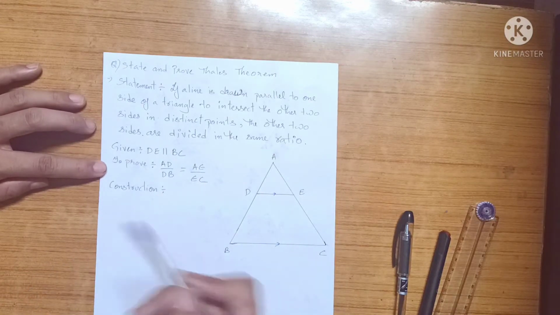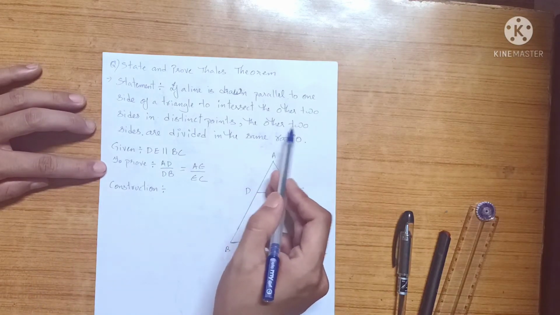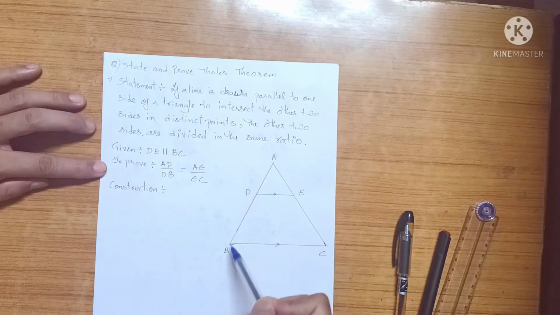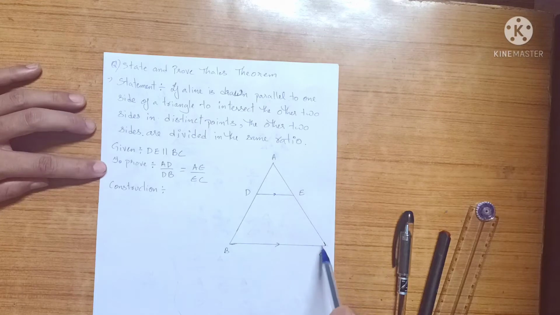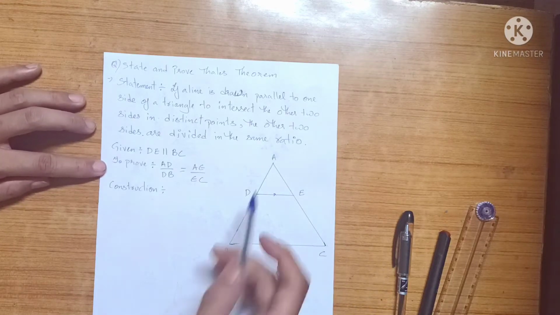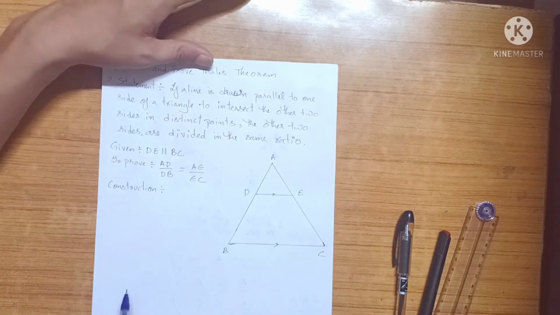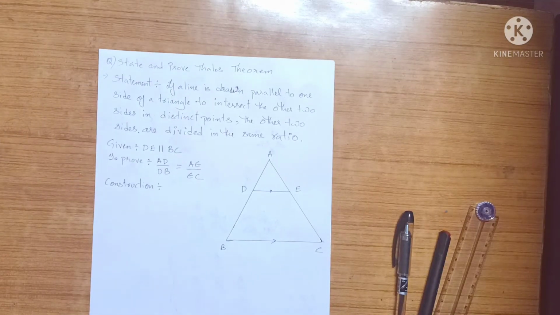To prove, they're asking us to prove what? That the other two sides are divided in the same ratio. So AD by DB equal to AE by EC is what we have to prove. Okay, AD by DB equal to AE by EC. First, we're going to do construction.